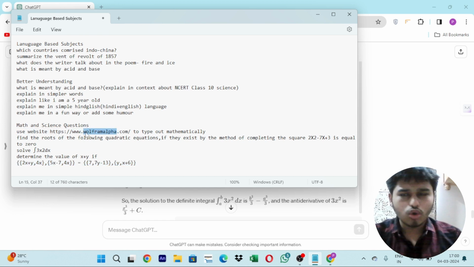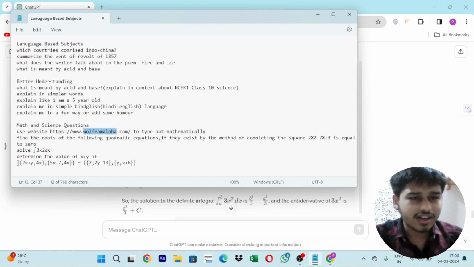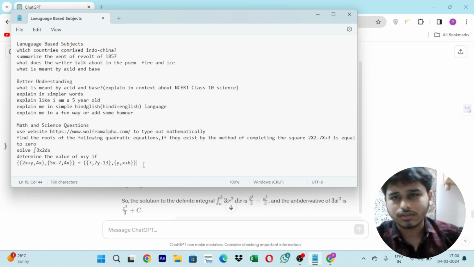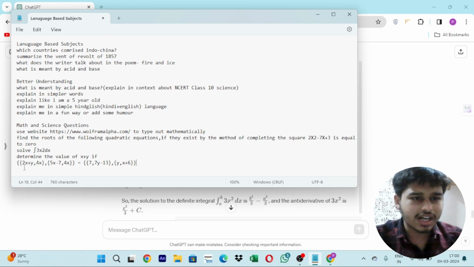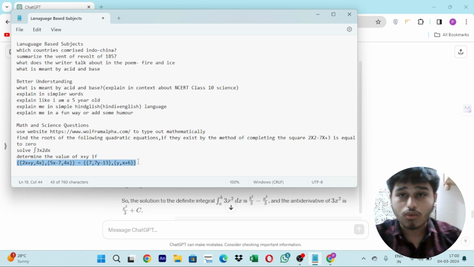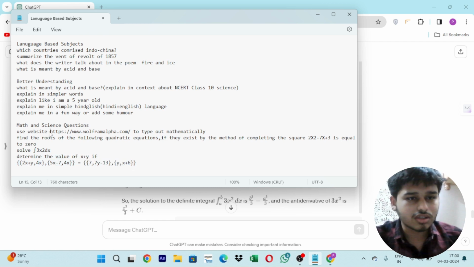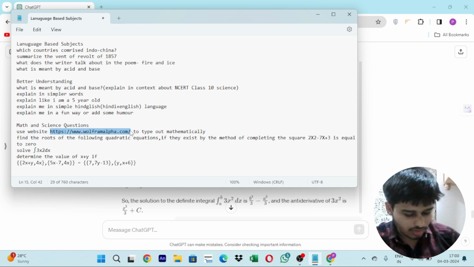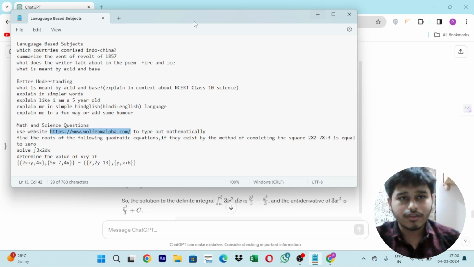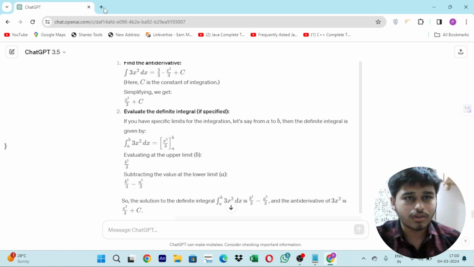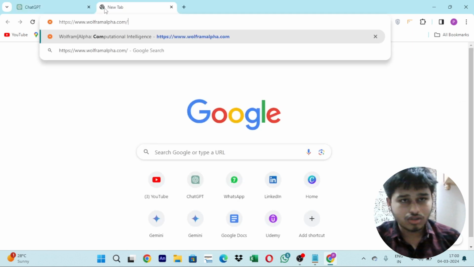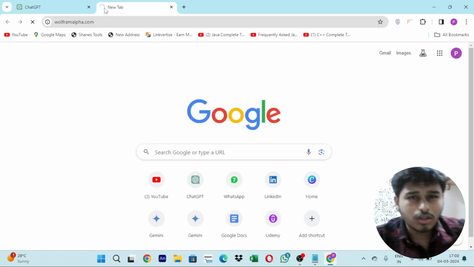Now let's go to this website and generate this output. This output is a matrix, a 2 cross 2 matrix. This is one 2 cross 2 matrix, and this is the second 2 cross 2 matrix. We will generate this. I will just copy it and open it in a new tab.